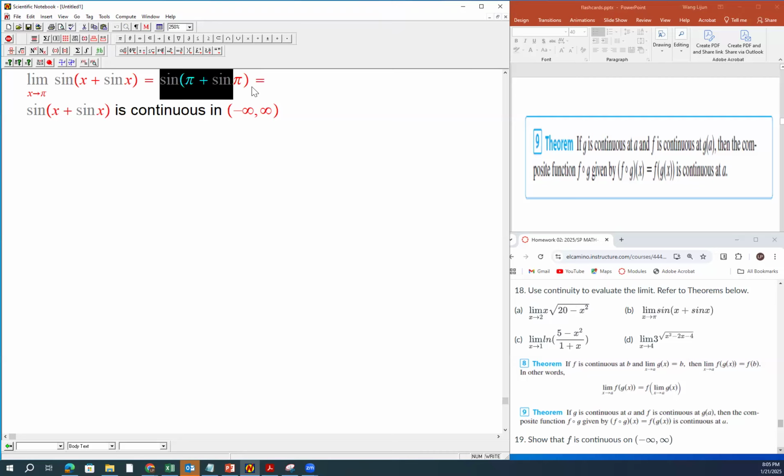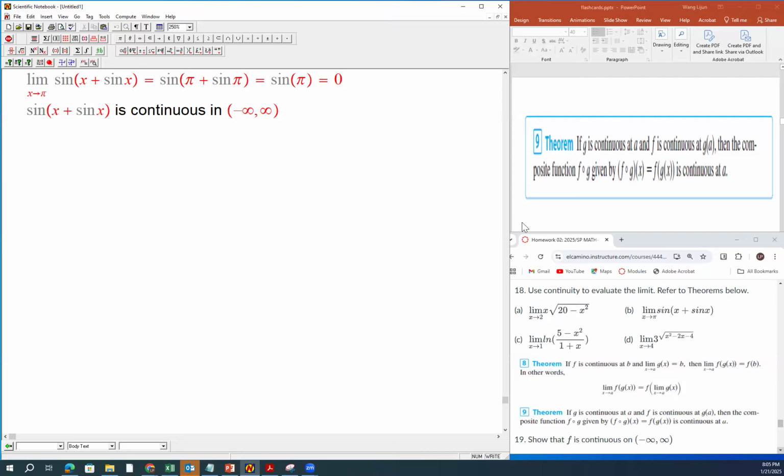Sine pi is 0, right? So we get sine pi, sine pi is 0, right? Pi plus 0 is 0. Sine pi is 0 once again. So that's B. How about C?